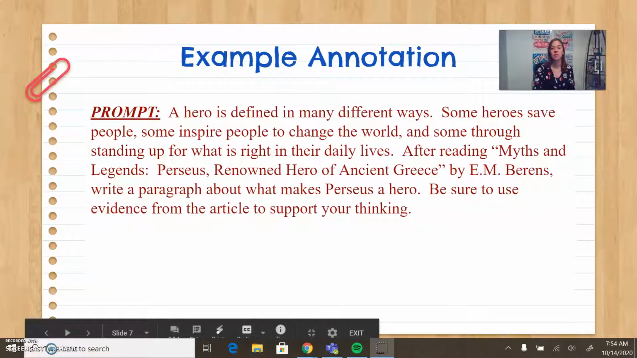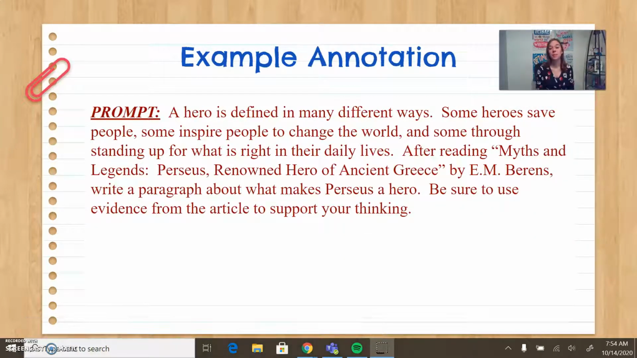So we have this prompt here. A hero is defined in many different ways. Some heroes save people, some inspire people to change the world, and some through standing up for what is right in their daily lives. After reading Myths and Legends, Perseus, renowned hero of ancient Greece by Anne Barnes, read a paragraph about what makes Perseus a hero. Be sure to use evidence from the article to support your thinking. So as a writer, it doesn't matter what class I'm in or what task I'm doing, right? I see this and my brain is already a little bit in overdrive. There's a lot that it's asking me to do and it feels a little overwhelming.